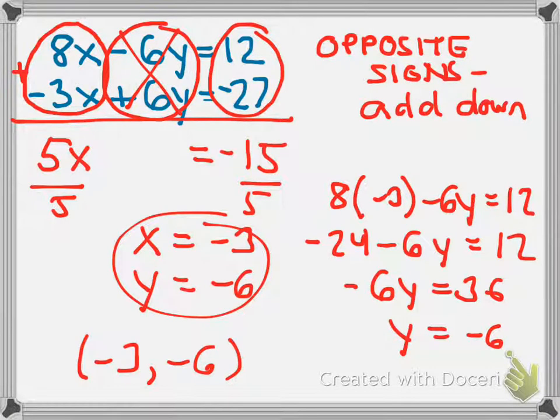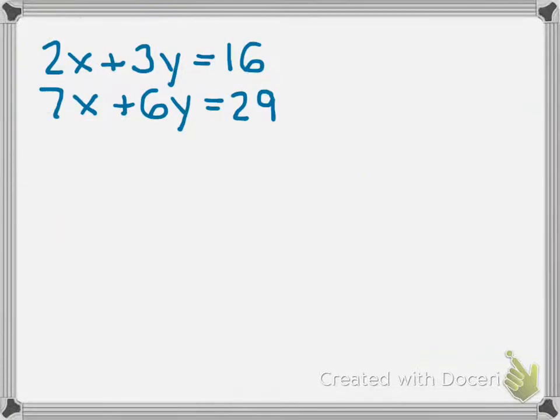All right, two examples down, one more to go. 2x plus 3y equals 16, and 7x plus 6y equals 29. Unfortunately here, I don't see any terms that match up. I don't see any terms that are opposites or the same that I could add or subtract down. But I'm going to do something a little crafty here. I have a 3y and I have a 6y, and I want them to be the same. So here's what I can do.